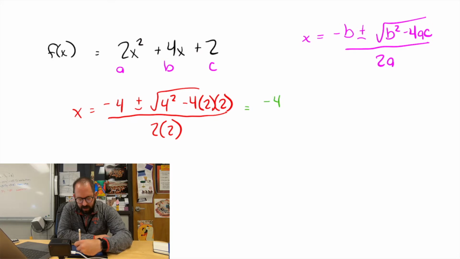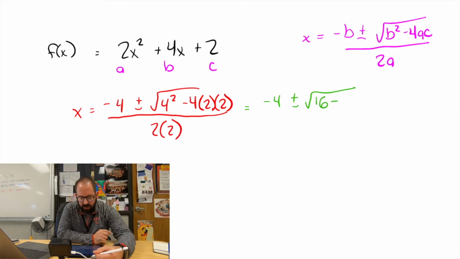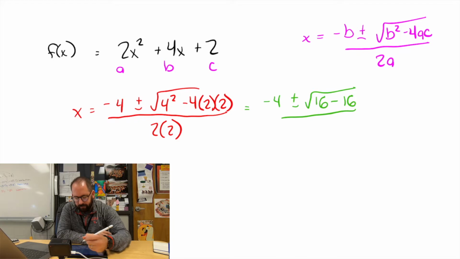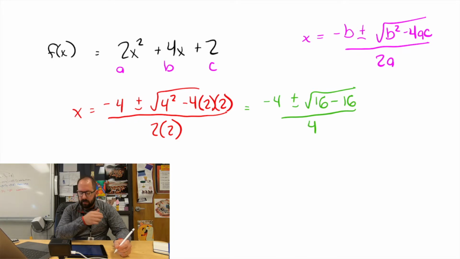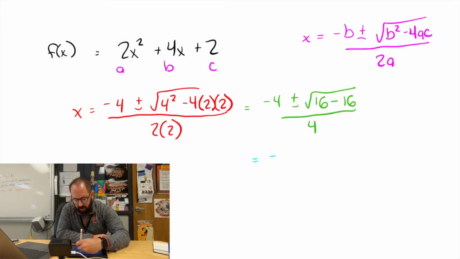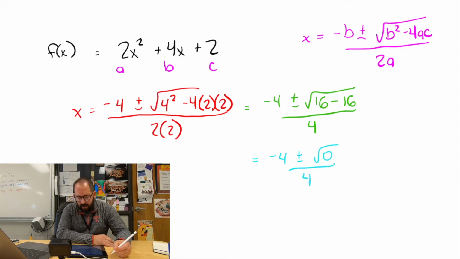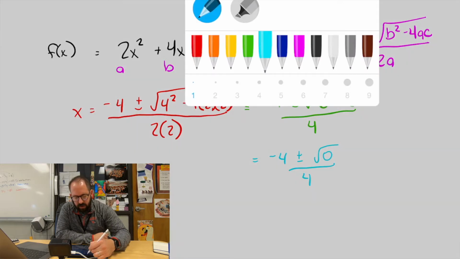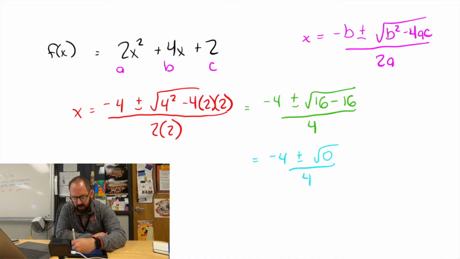And now doing the math here, so what we're going to get, -4 plus or minus square root, and now 4 squared is 16 minus 4 times 2 is 8 times 2 is 16, all divided by 4. And so when we do the math here, the 16 minus 16 ends up being 0. So this is -4 plus or minus square root of 0, all divided by 4, right? And so the square root of 0 is 0. So what we're looking at here in this question is that this is going to turn out to be just -4.